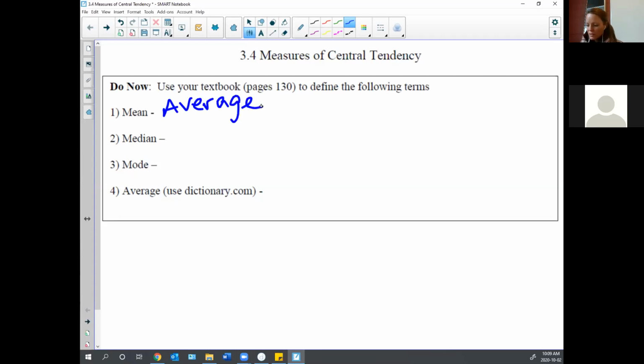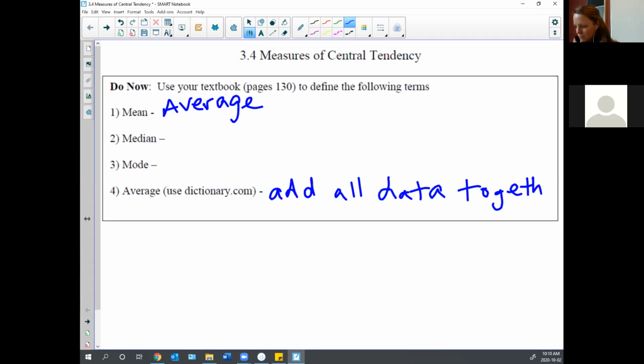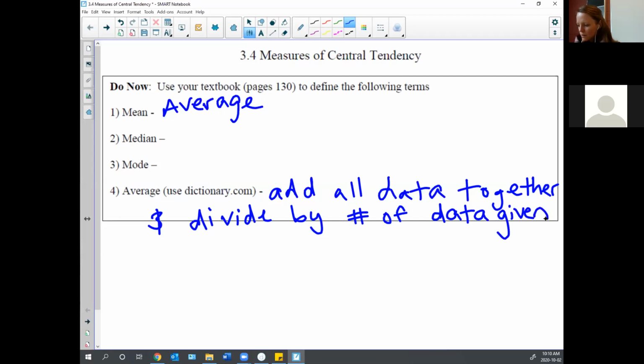And I'm just going to write down here on the bottom where it says average, use dictionary.com. You add all the data together and divide by the number of pieces of data that you have. Okay. So if you guys can keep in your head, mean and average, they're the same thing.